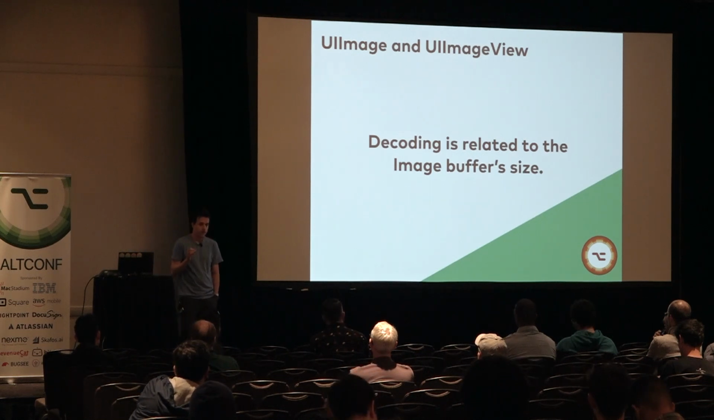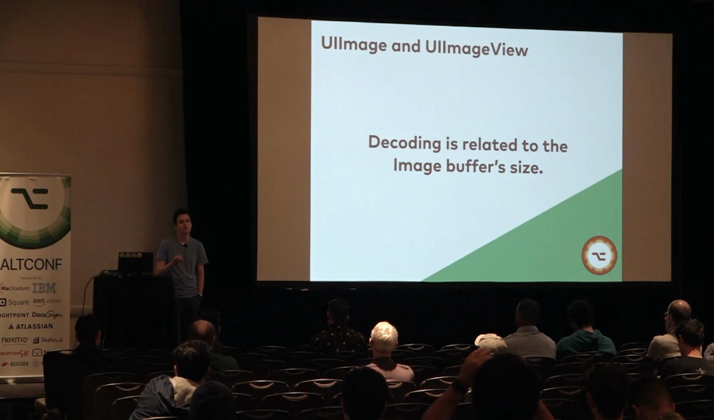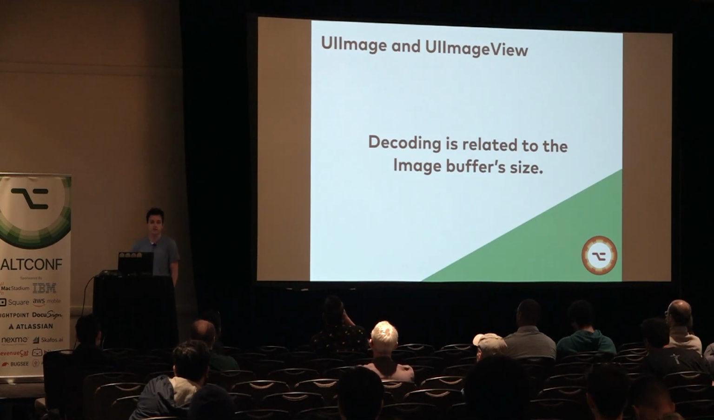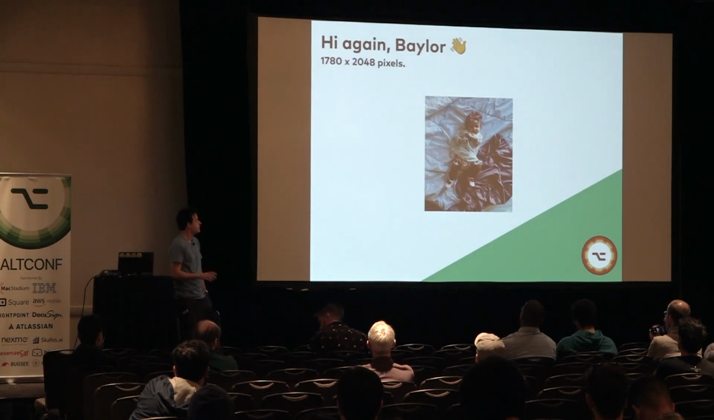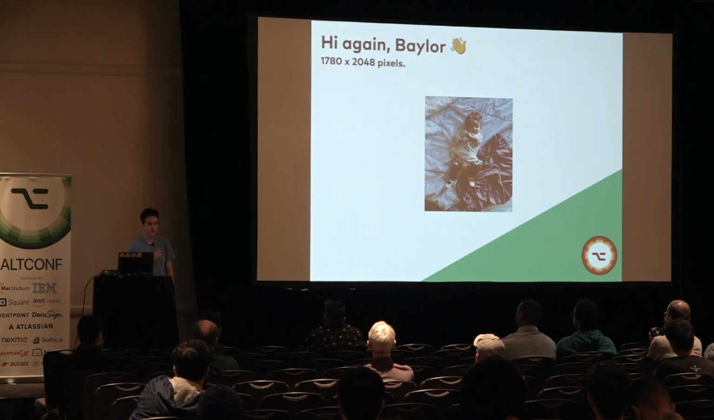And if you remember one thing from this whole talk today, just remember this. Decoding is related to the image buffer size, right? It's not necessarily tied to the image view that you're putting in. That really doesn't matter. It's about the size of the image. So now going back to the picture of Baylor here, the image's size in terms of the bytes was a red herring, right? We were looking at the wrong thing. What you really need to look at is the dimensions. And this is a 1780 by 2048 pixel size image.